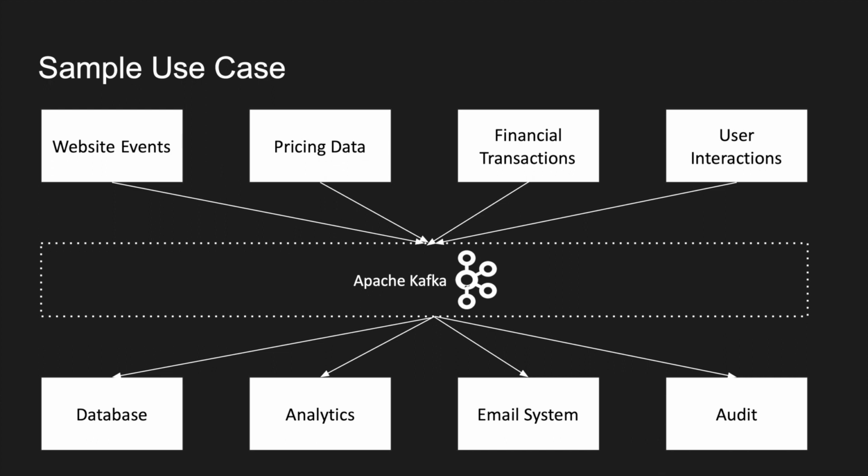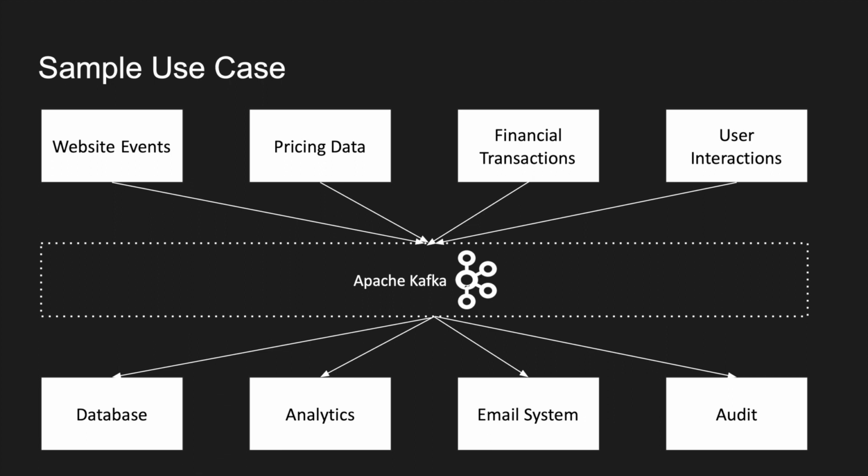Let's see a sample use case wherein you are collecting data from website events, pricing data, financial transactions, and user interactions. You send it to Kafka. Kafka will send this data into different pipelines, one of which will store data into database, other one will be used for sending emails, other one will do analytics on it, and the other for audit.